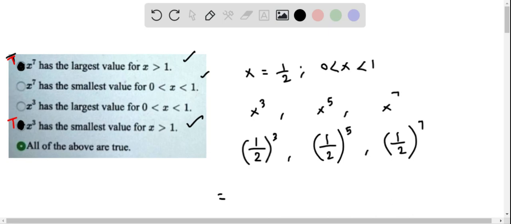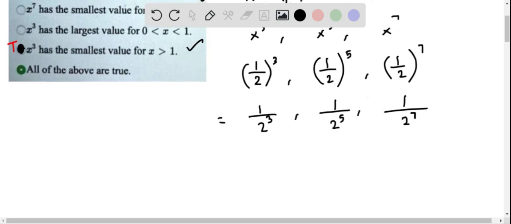And so according to the exponent's law, I can write this as 1 divided by 2 cube, 1 divided by 2 power 5, and 1 divided by 2 power 7. Let's simplify this. 2 cube is 8, 2 power 5 is 32, and so this becomes 1 divided by 2 power 7, which is 128.